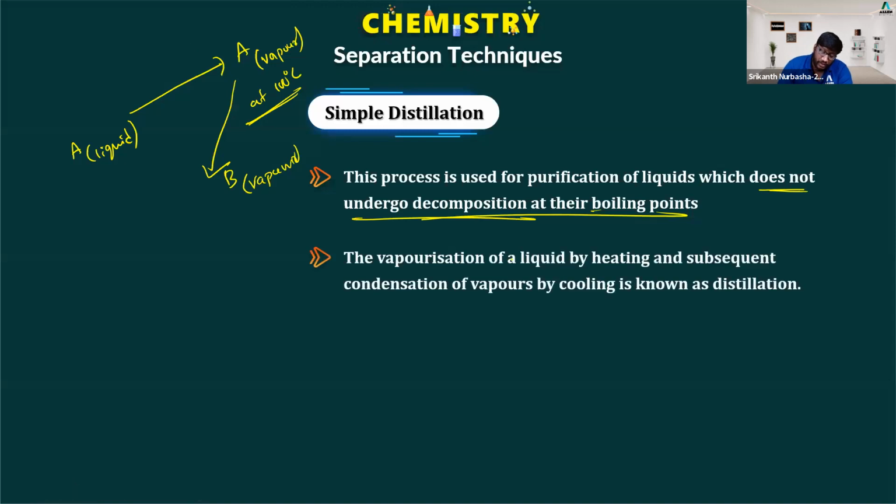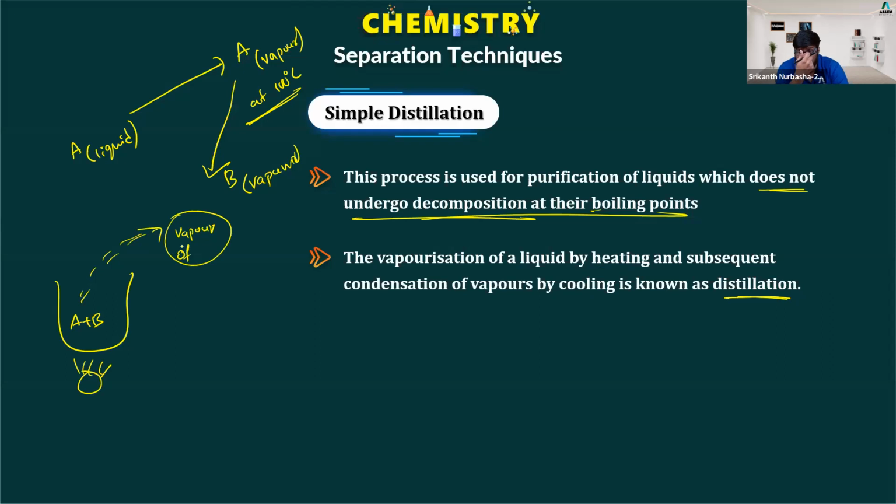The technique of vaporization of a liquid by heating and subsequent condensation of the vapors by cooling is called distillation. That means you have a mixture of A and B, and you are heating it. Let us say A has the lower boiling point. So what vapor will you collect first? If A has the lower boiling point, it will go into the vapor state first. So the vapor of A will be collected, and then you can condense it back to get pure A in the liquid state.